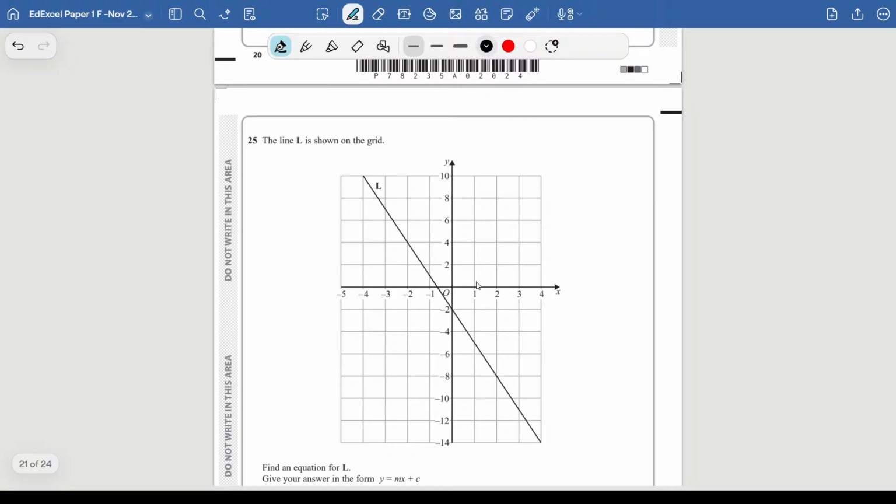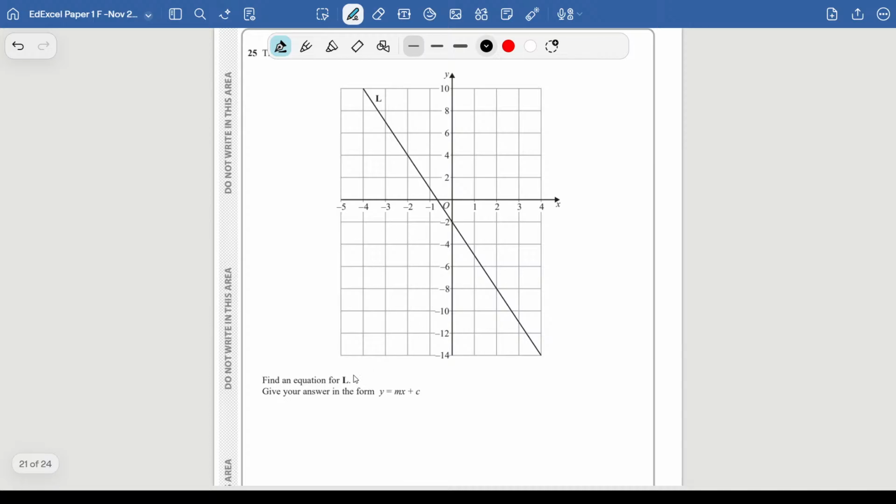Moving on to the next question. The line L is shown on the grid. Find an equation for the line. Give your answer in the form y = mx + c. So this is the equation of a straight line where m is the gradient of the line, the slope, and c tells you about the y-intercept, where the line crosses the y-axis.